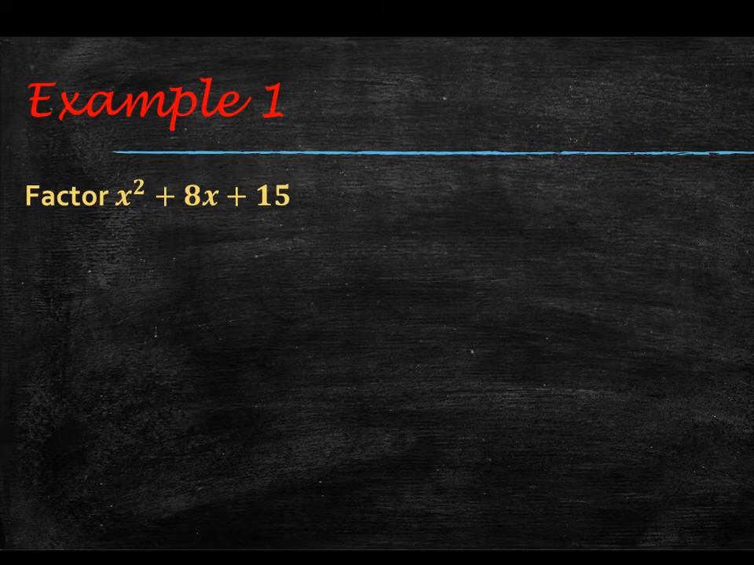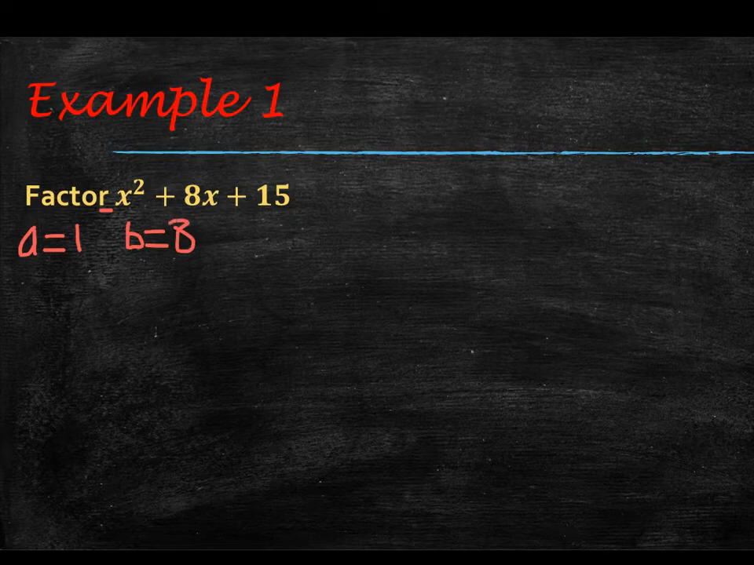All right, so let's look at our first example. We're going to factor x squared plus 8x plus 15. To start out, I'm going to write down what my a, my b, and my c is. In this particular example, your a is equal to 1. Remember, it's the number in front of your x squared term, and since there's nothing there, it's that invisible 1. Then our b is equal to 8, and our c is equal to 15.